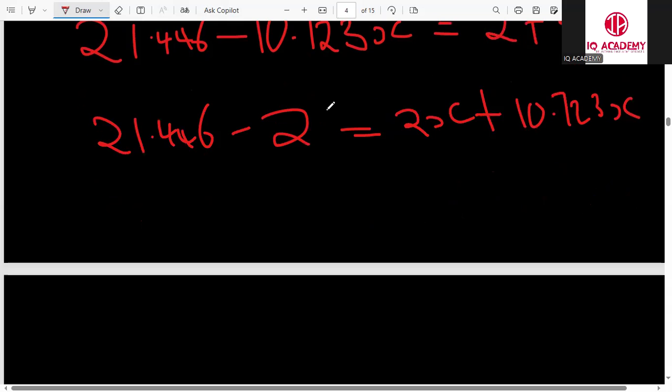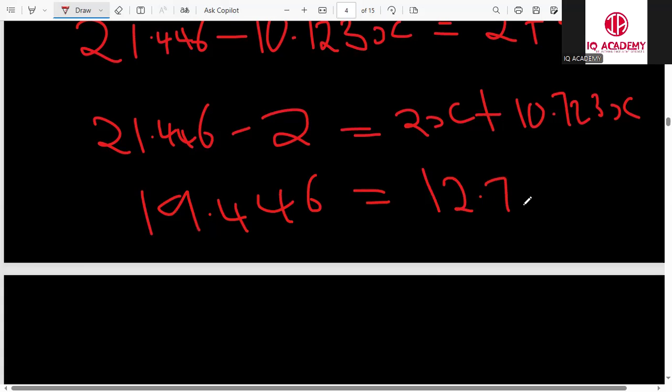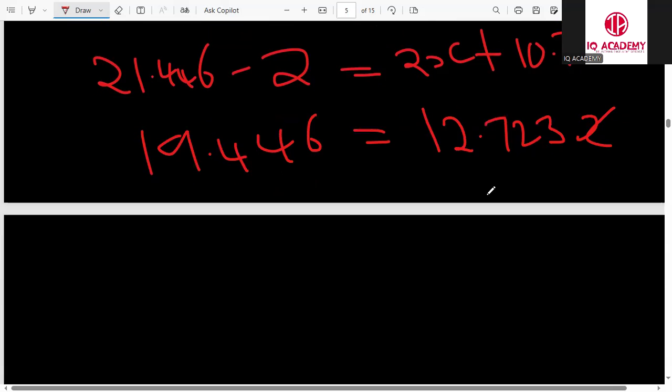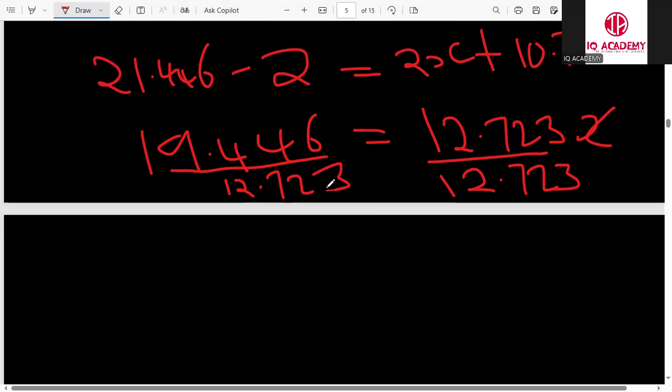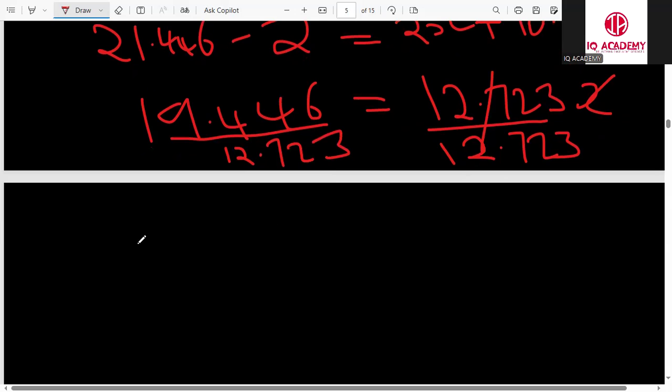Okay, let's subtract this. My calculator is saying 19.446 is equals to, then here we add, I'm getting a 12.723x. Okay, so remember we want to find our x, right? So you divide both sides by this 12.723. Even this side, you divide by 12.723. Okay, so this will cancel. It means our x will just be equals to this guy here.